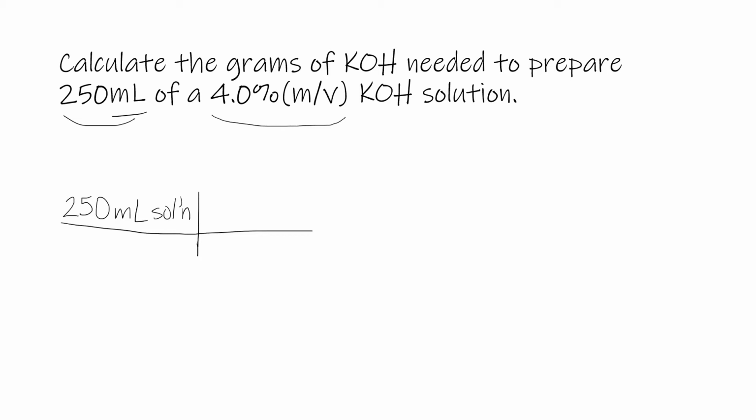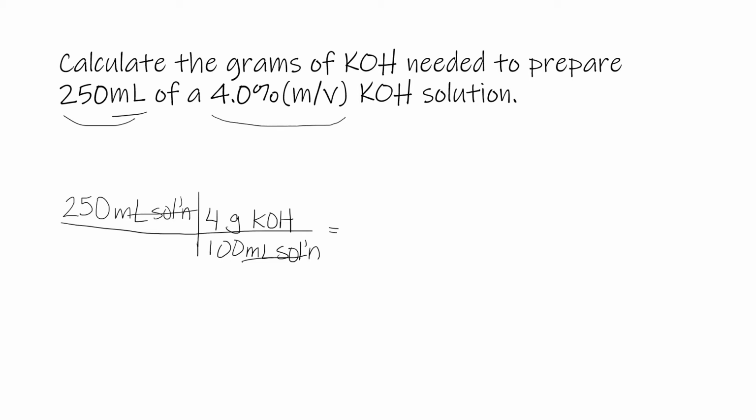And if we look at our units on our percent, it's mass over volume. And so we can say this is grams over milliliters. So our milliliters are going to go on the bottom. It's a percent, so per 100, we have 4 grams of potassium hydroxide over 100 milliliters of solution. 4 grams of KOH. And so this right here is our percentage just written as a conversion factor. Our milliliters of solution cancel. We're left with grams of potassium hydroxide, which is what we are looking for.